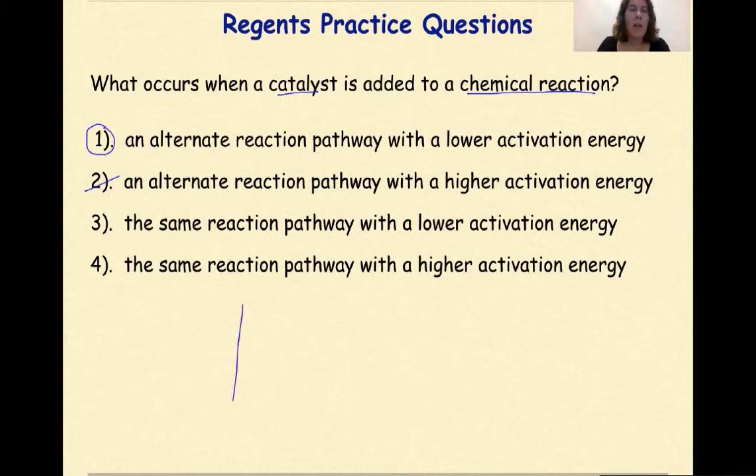So if we have, let's just do a really sad looking energy diagram here. Reactants, wow, that's sort of tilted. Oh well. We know that the activation energy for this original pathway is going to go from here to here. What we need is an alternative reaction pathway. So I need an alternative reaction pathway that's going to lower my activation energy. So instead of being here to here, it's now only from here to the top of here.